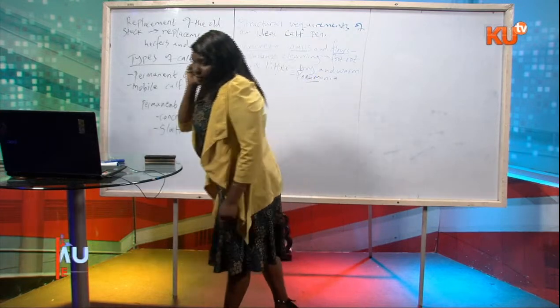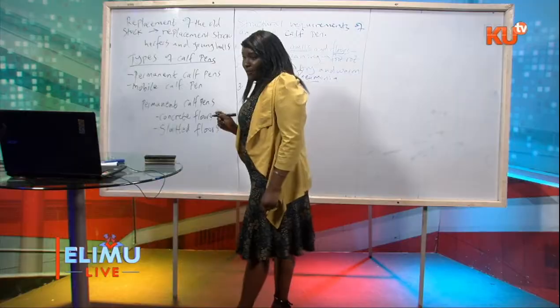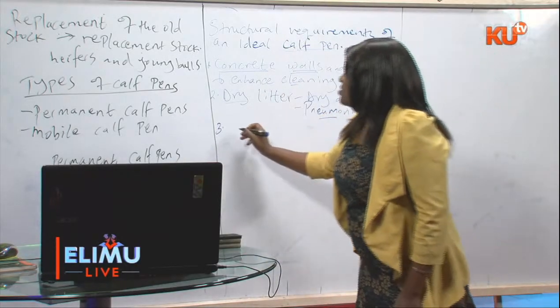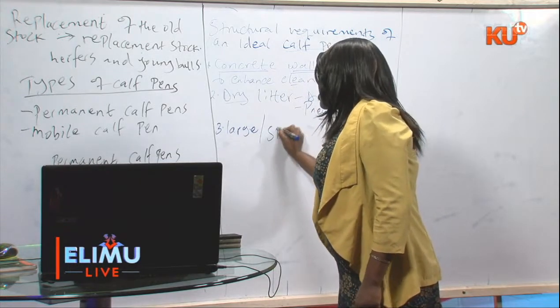So the third, or number 3 requirement of a calf pen, is that the calf pen should be large enough. Large, or you can talk of spacious.